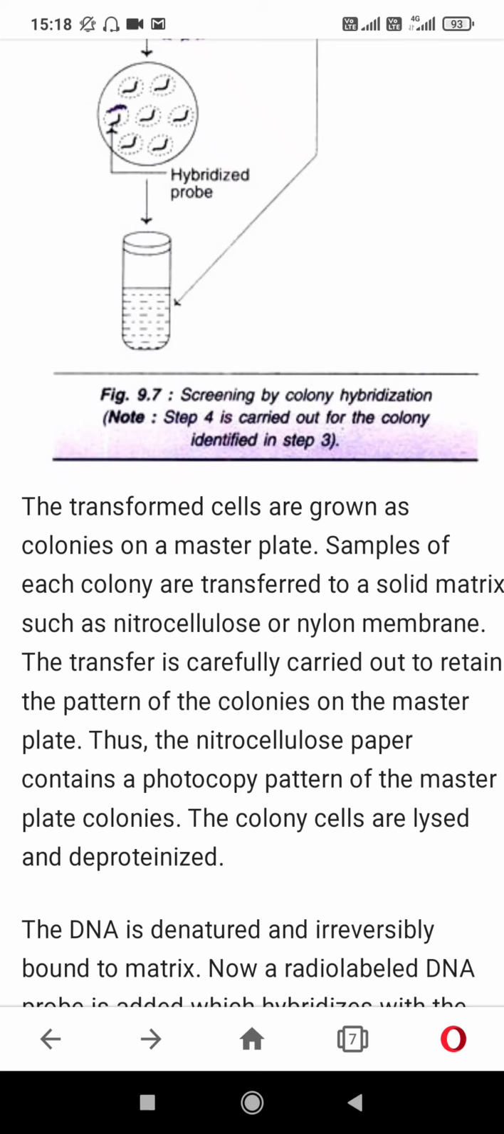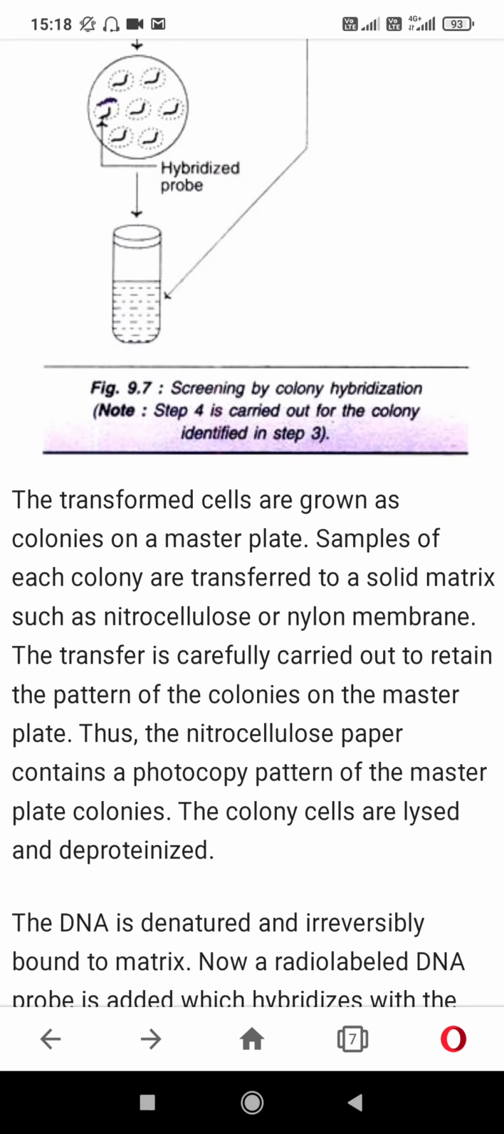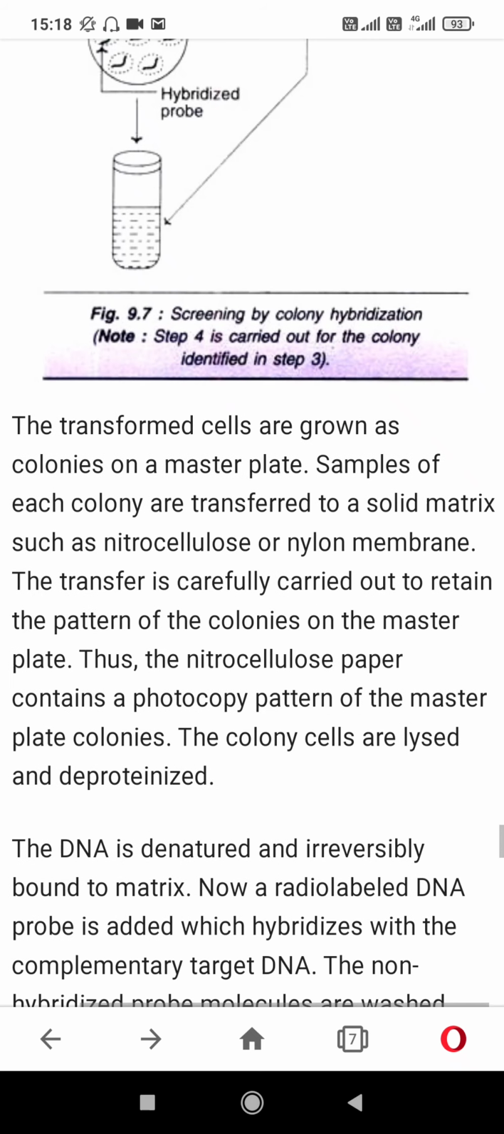The transformed cells, that means the cells having the vectors containing your desired DNA, are grown as colonies on a Petri plate known as the master plate. A sample of each colony is then transferred to a solid matrix, which is a nitrocellulose or nylon membrane. We press that nitrocellulose or nylon membrane onto the master plate so that some part of the colony may stick to the membrane. That is called replica plating.